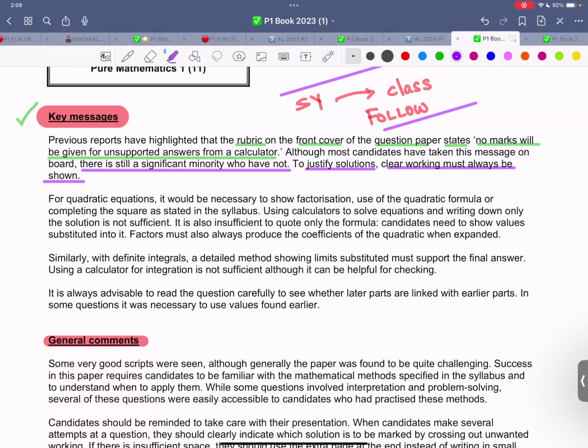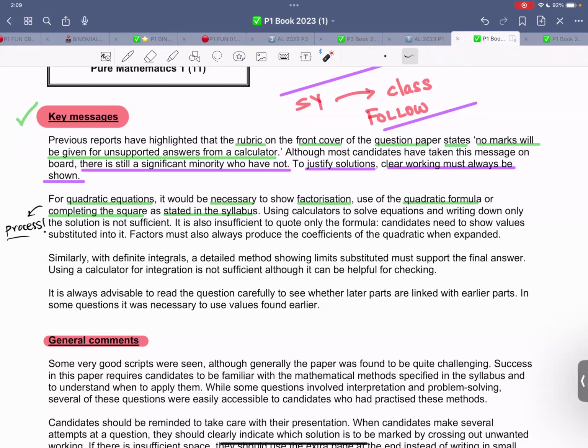The next thing. Now it's talking about quadratic equations. For quadratic equations, it would be necessary to show factorization, use of the quadratic formula, or completing the square, as stated in the syllabus. Now, let me add one thing over here. When we are talking about completing the square, we need to show the process. Make sure the coefficient of x squared is 1. First add, then subtract the square of half the coefficient of x. Rewrite the first 3 terms as a perfect square. So that is the process.